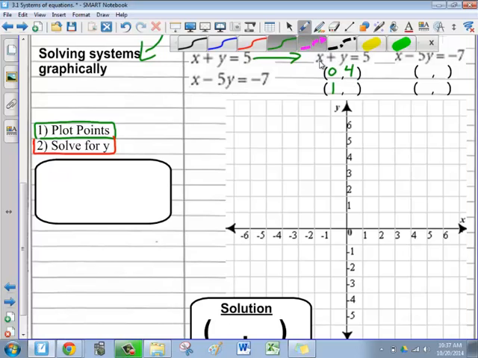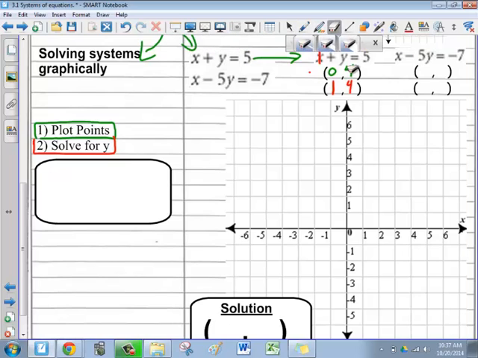So let's put 1 in for our x, and now 1 plus what is 5, and that is 4. And you all saw the mistake I made earlier. I just saw it too. This should be a 5 right there. So that's my bad. So this line has 2 points, (0, 5) and (1, 4), that we can use to graph it.